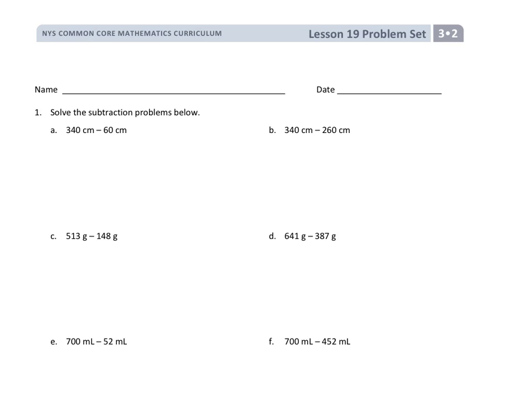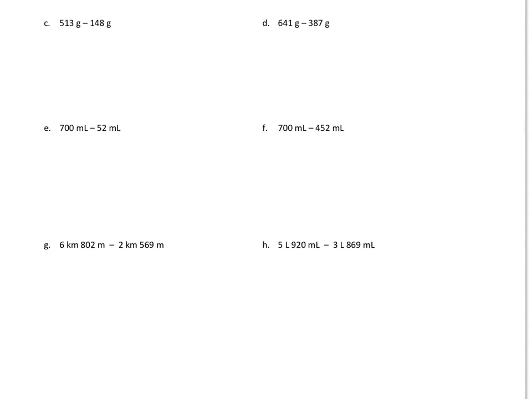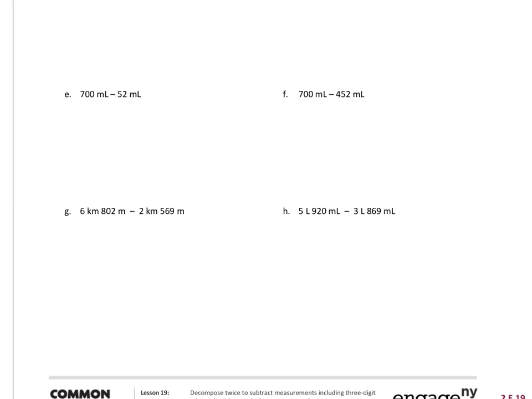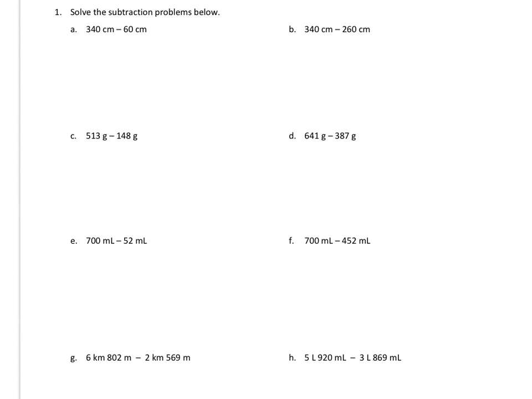For today's lesson 19, we are going to be working on decomposing twice to subtract measurements, including 3-digit minuends with zeros in the tens or ones place. So really all that means is that we are going to be subtracting and we're going to have to regroup twice sometimes. And then sometimes we'll have to regroup twice because there's a zero and you can't borrow from zero.